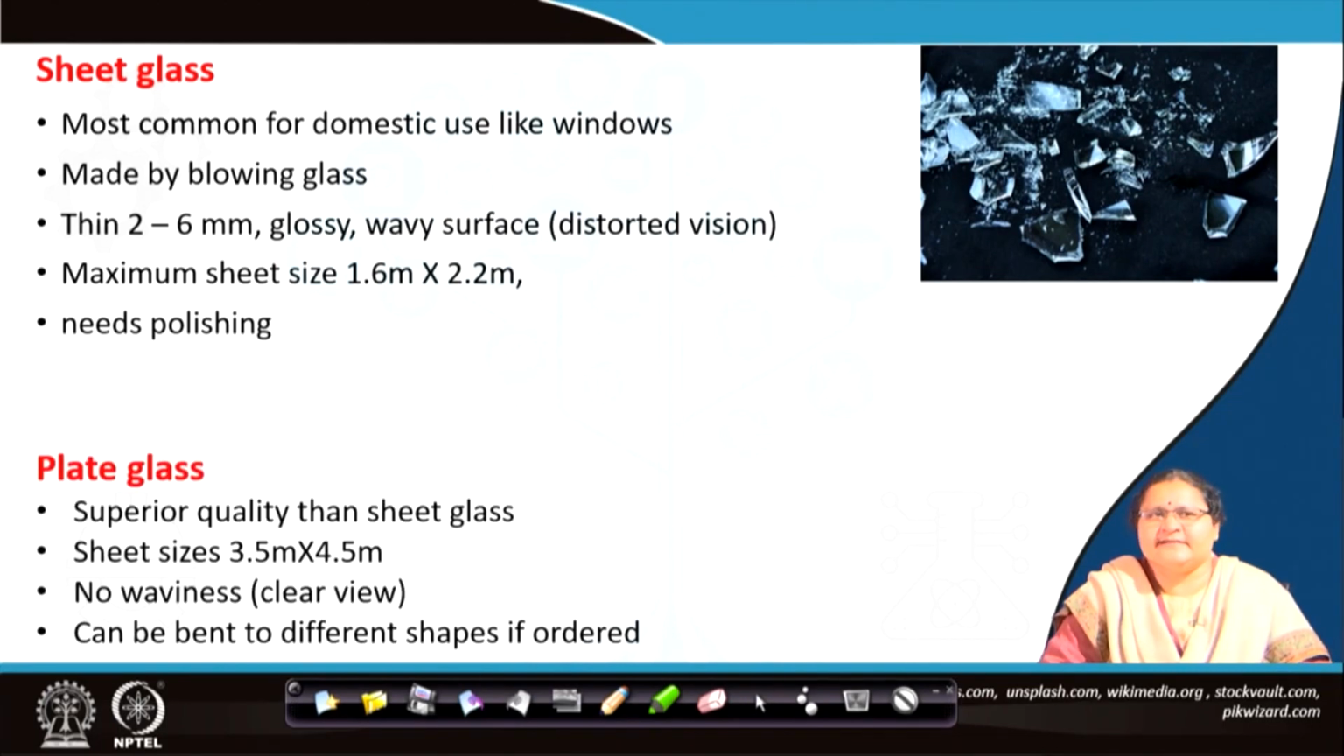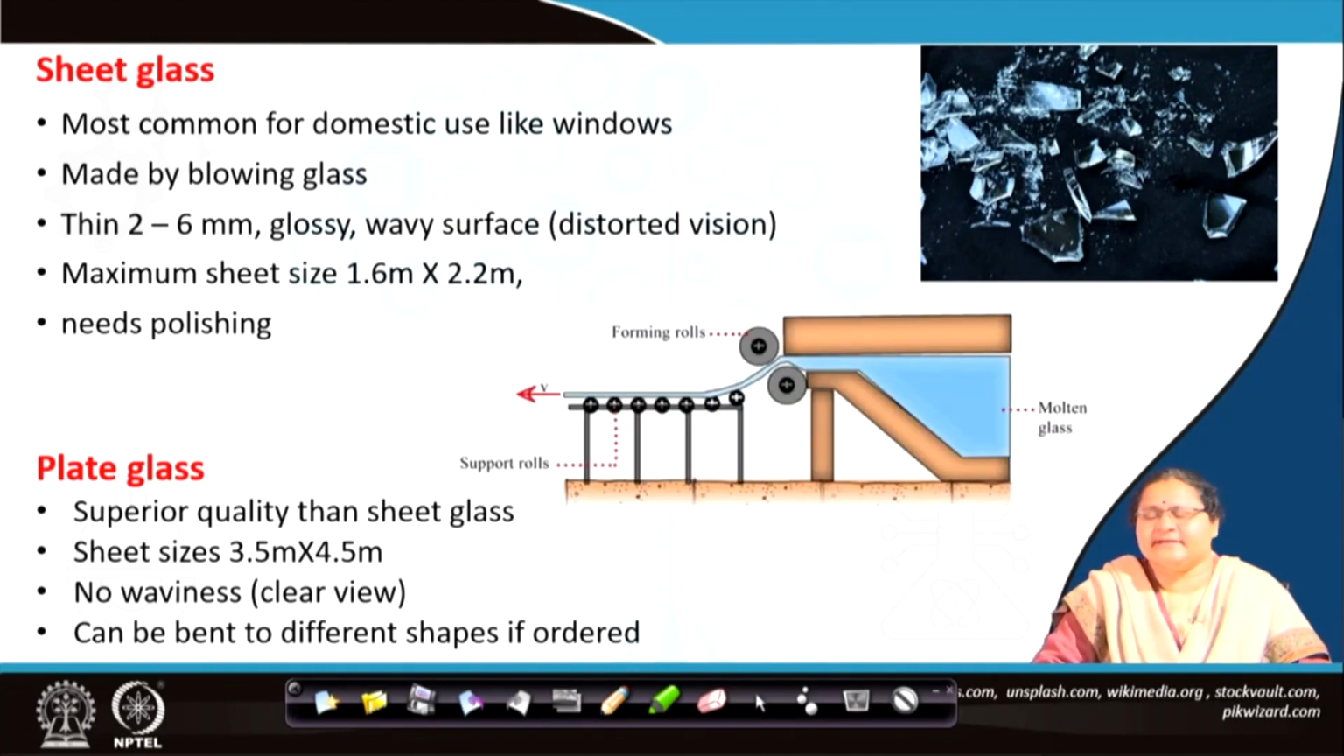We have plate glass, which is of slightly superior quality to sheet glass, and the sheet sizes, as you see, are larger, 3.5 meters by 4.5 meters. These are not blown out, rather they are rolled out as sheets. Because they are gradually rolled out, no waviness is seen and they can be bent to different shapes if ordered. Let us see how it is being made.